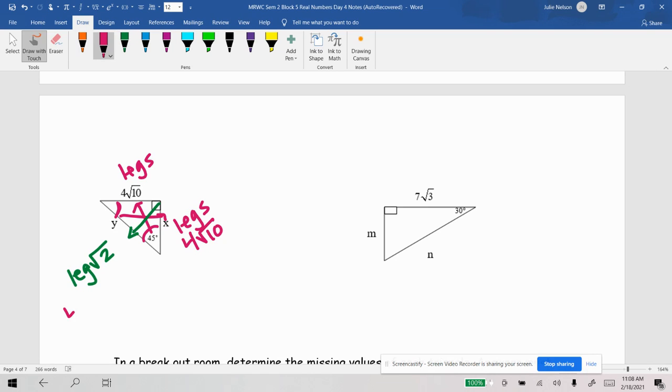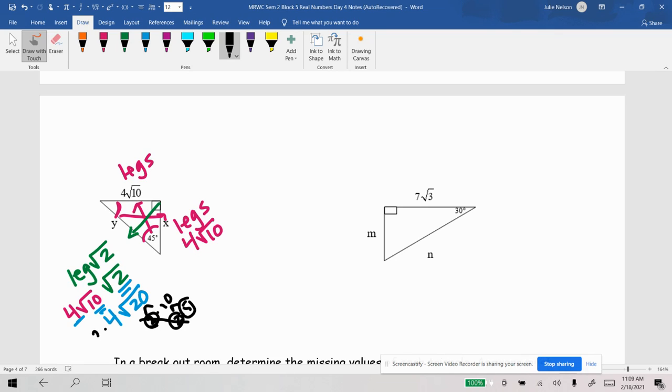So if the leg is 4 square root of 10, then it'd be 4 square root of 10 times square root of 2. So when I multiply the outsides with the outsides, which is 4, and the inside with the inside, which would be the square root of 20. Now remember, the square root of 20 can break apart. So we want to break that apart to 2 times 10, and 10 is 2 times 5. So what can come out of the square root of 20?